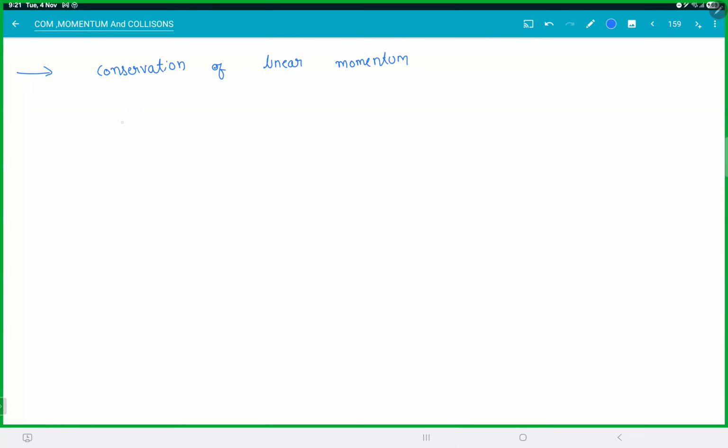Conservation of linear momentum: M1 U1 bar plus M2 U2 bar is equal to M1 V1 bar plus M2 V2 bar. Second thing, energy is not conserved, so we use something else. E is equal to the coefficient of restitution. That's a completely new word.